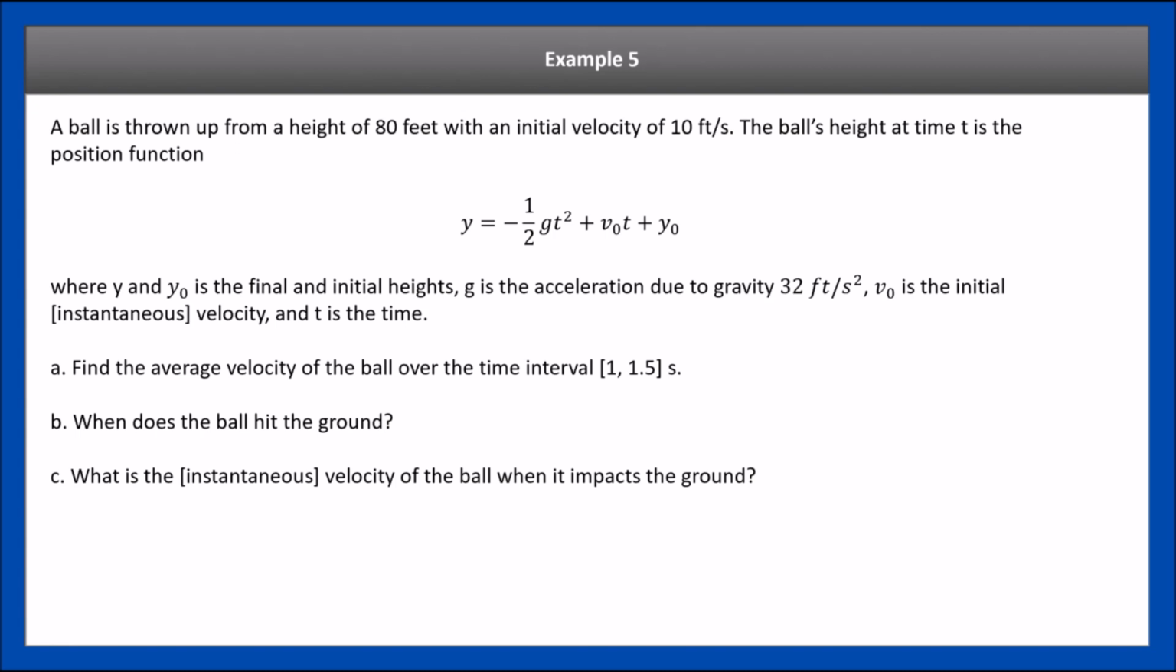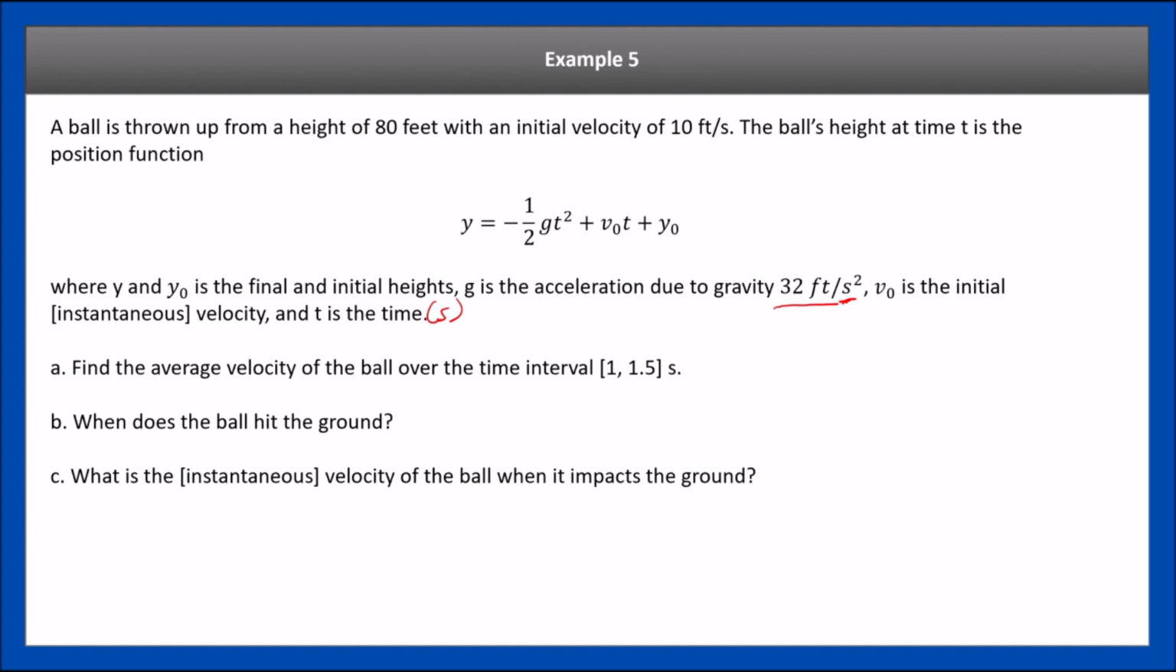So let's go ahead and use these two concepts for the following problem. So this one's a physics problem, right? A ball is thrown up from a height of 80 feet with an initial velocity of 10 feet per second. The ball's height at time t is the position function given. So it says y and y sub 0 are the final and initial heights. G is the acceleration due to gravity. Okay, we have gravity here, it makes sense. And the constant for gravity is 32 feet per second per second. And then v sub 0 is the initial instantaneous velocity. And then t is the time. And the time is going to be in seconds because this is in seconds here.